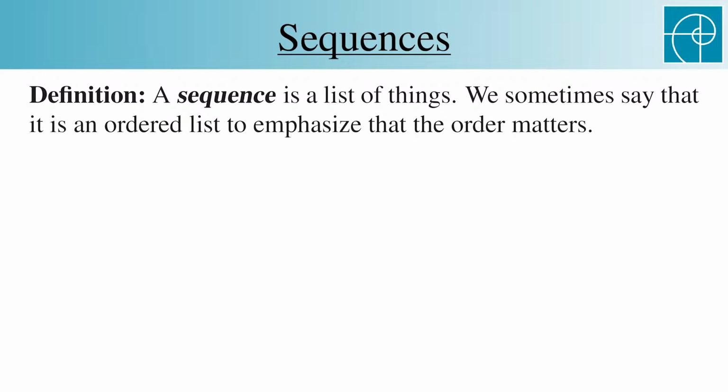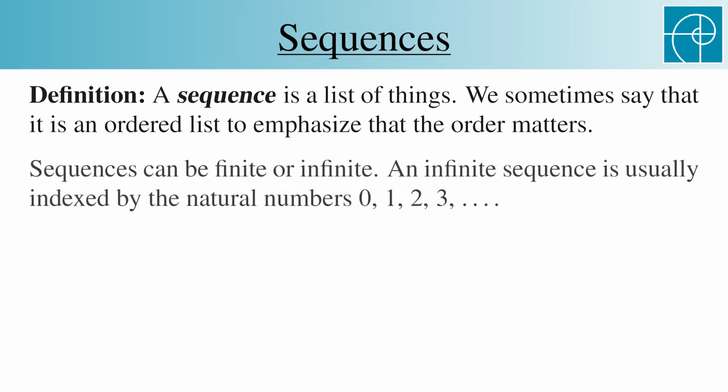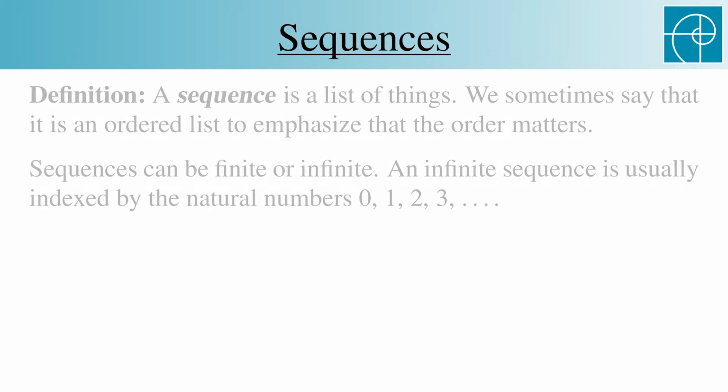A sequence is a list of things. We sometimes say that it's an ordered list to emphasize that the order matters. Sequences can be finite or infinite. Infinite sequences are usually indexed by the natural numbers 0, 1, 2, 3, and so on.